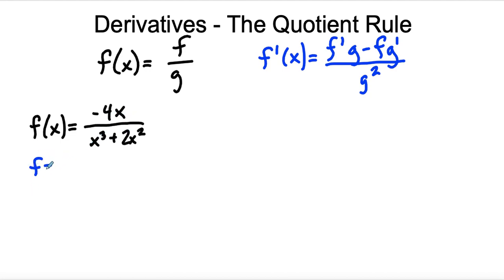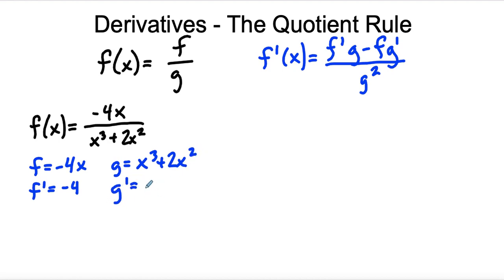So let's go ahead and make a list here, and we can use this formula: f prime g minus f g prime, so we have the derivative of f times g minus f times the derivative of g, divided by g squared. Okay, so if f is negative 4x, back to this problem, then f prime will just be negative 4. Then we have g over here, x cubed plus 2x squared. If I take the derivative of that, it's just going to be 3x squared plus 4x.